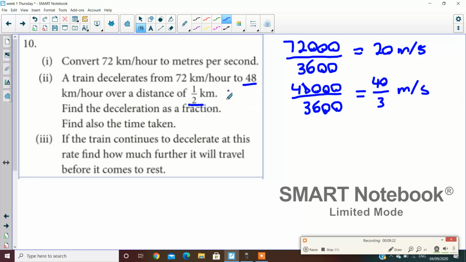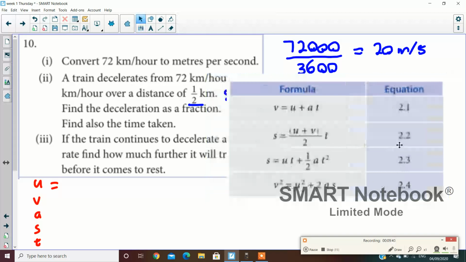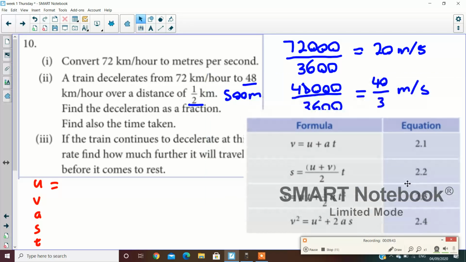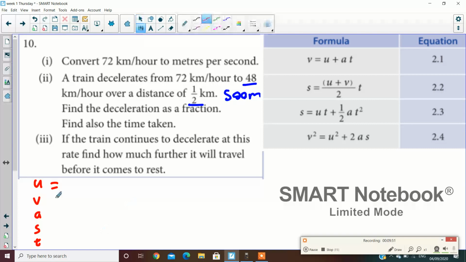A distance of half a kilometer is 500 meters. Okay, now we can set up my u, v, a, s, t. So u is, you need your formulas, don't you? There you go. Let's put them up there. Now the answers are ready. v is 40/3. It's a deceleration. Starts off at 20. s is 500.